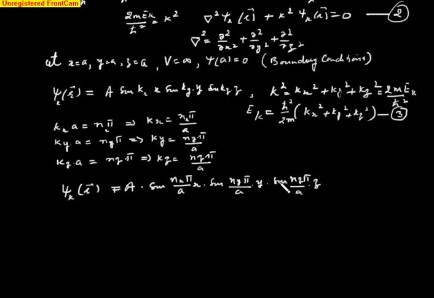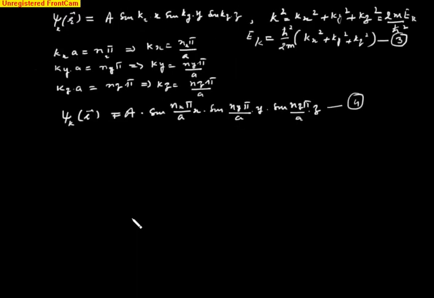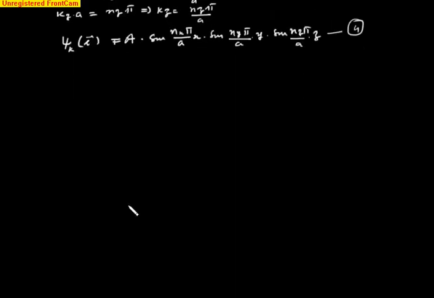So this is the general solution of our equation number 2. Let us take it as equation 4. But still in this equation we know that A is unknown. We do not know the value of A, the amplitude of the wave function. Therefore, to find it, we can use the condition of probability.